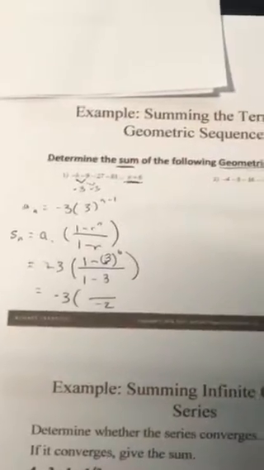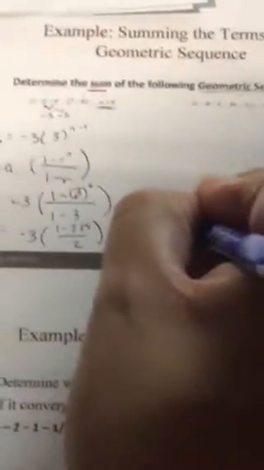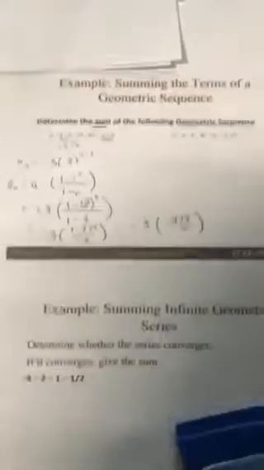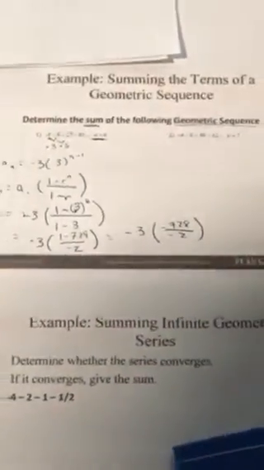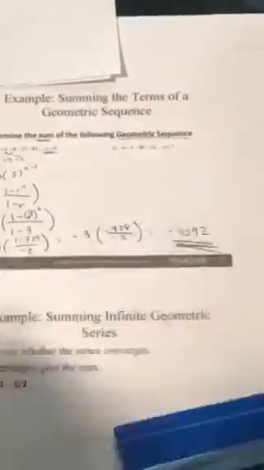Okay, so this would be negative 3 over negative 2, and then 3 to the 6th power is going to be 729, so 1 minus 729. The result is 1092. So numbers will get big for this one. So on a geometric one, expect to use a calculator.